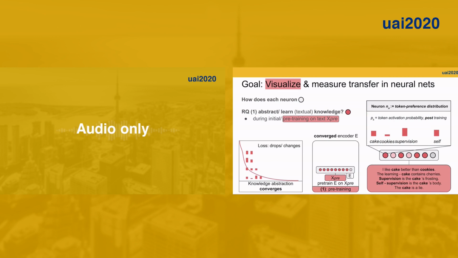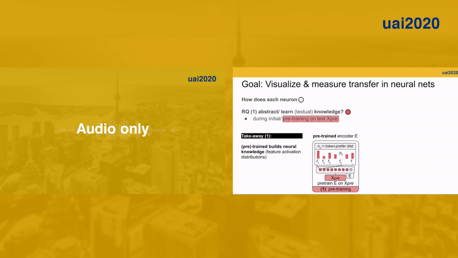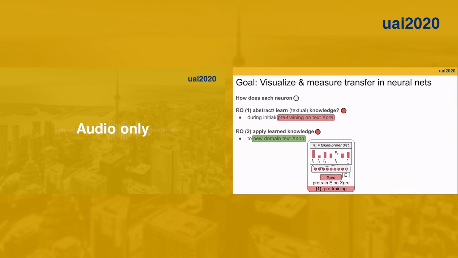We get many activations for a feature in a neuron. We average them, and then we get these frequency distributions. In order to make them probability distributions, we simply normalize. So what we end up with are these activation behavior distributions from pre-training that visualize how knowledge was absorbed and can be interpreted.